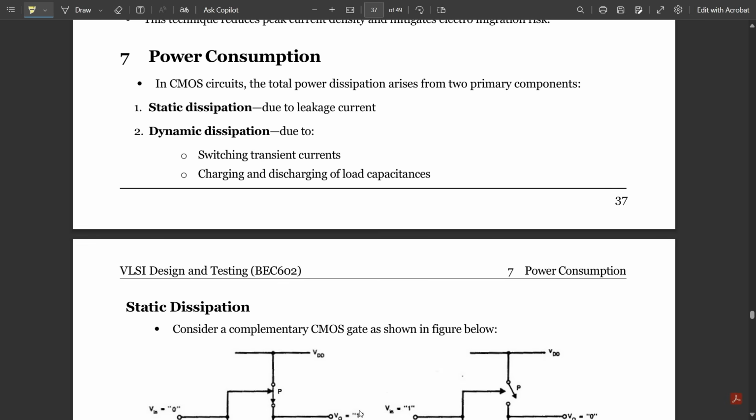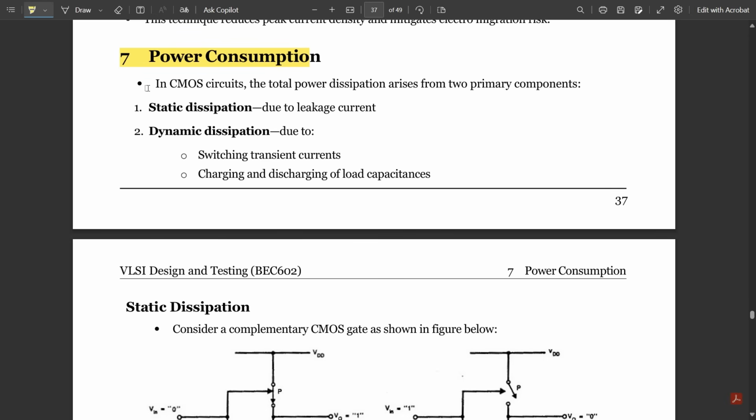So let us discuss the concept of power consumption. We are coming to the end of this module now, so we are left with only a few topics here. In power consumption, we have two important types, that is, two primary components: static dissipation and dynamic power dissipation. These two concepts are very important, multiple times repeated questions. So that's why I thought I would teach this.